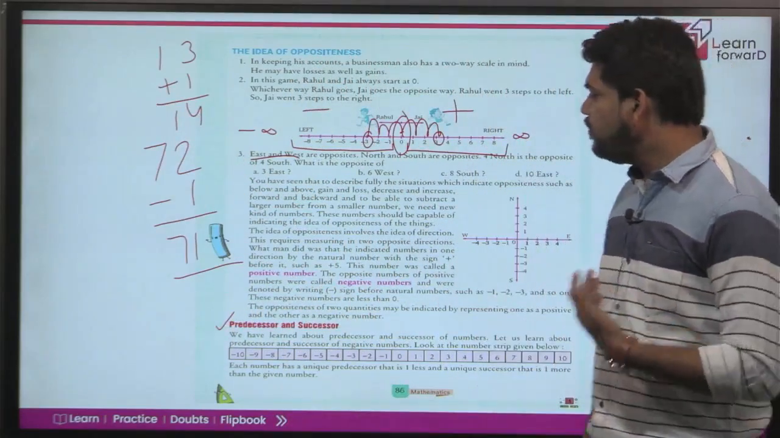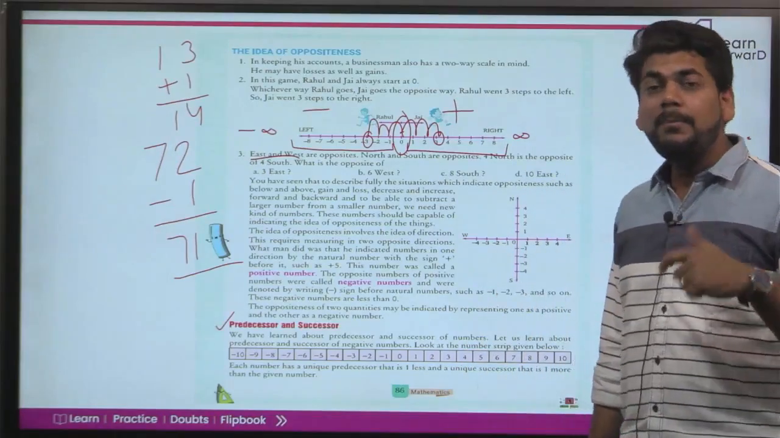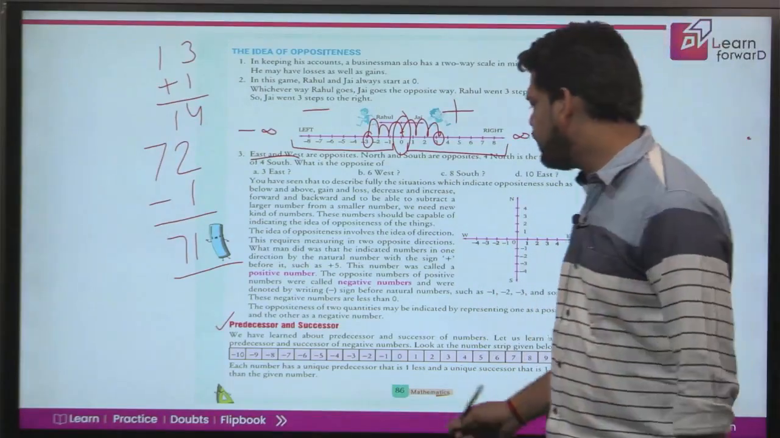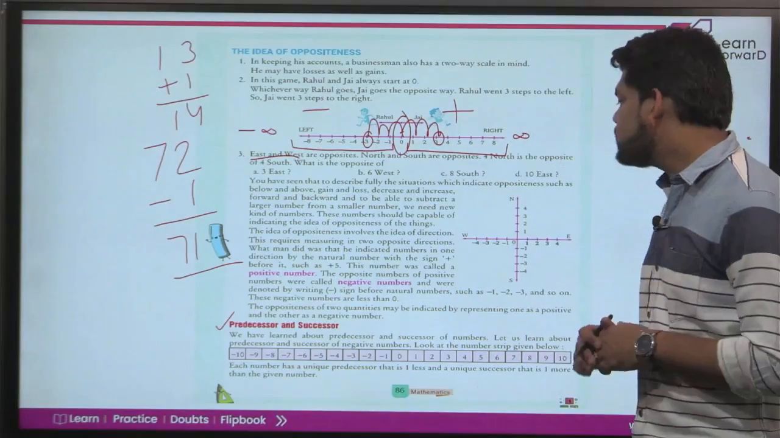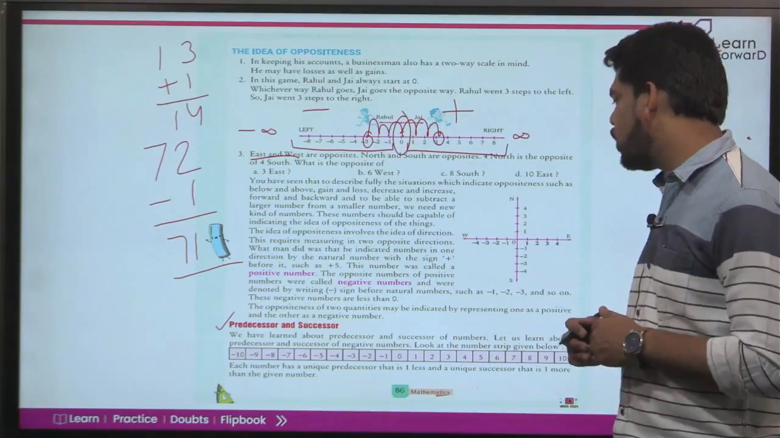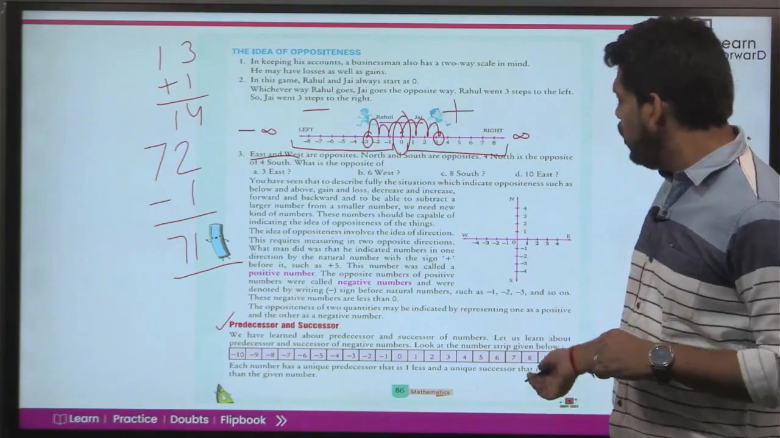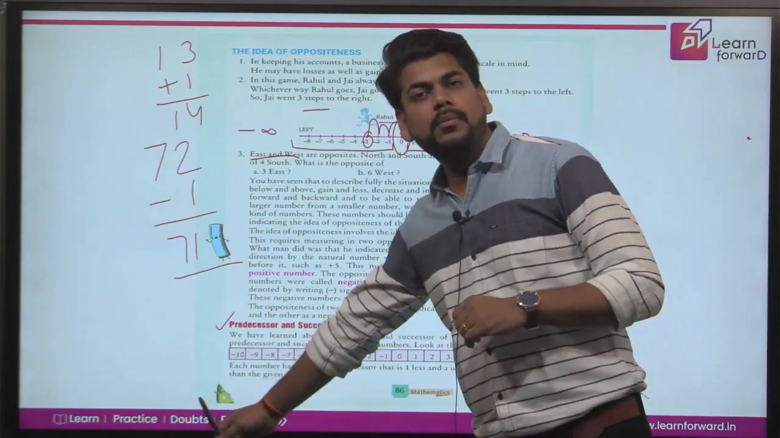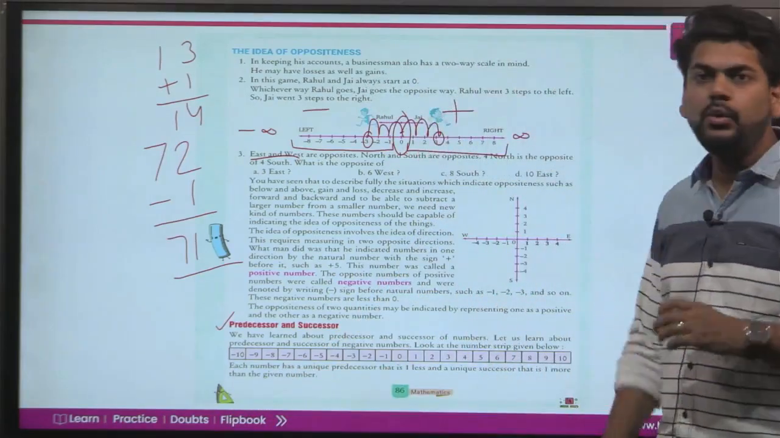Now, whenever we talk about the predecessor and successor in integers, the number can be the -1. How do we find it? We have learned about predecessor and successor of number. Let us learn about the predecessor and successor of negative numbers. Look at the number strip given below. We have one strip in which numbers are written from -10 to 10.